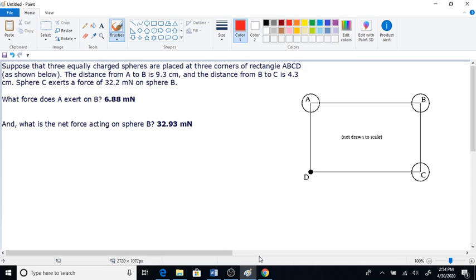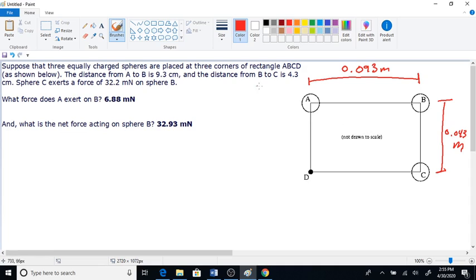So here we are, and we have this rectangle, and we're given some distances, so I can put those distances in here. This one is 9.3 centimeters. I'm going to convert it to meters. Okay, here we go. And we have 4.3 centimeters, so it's 0.043 meters.